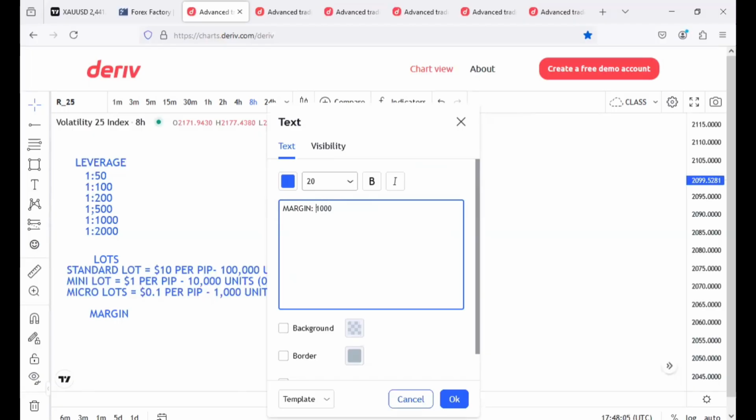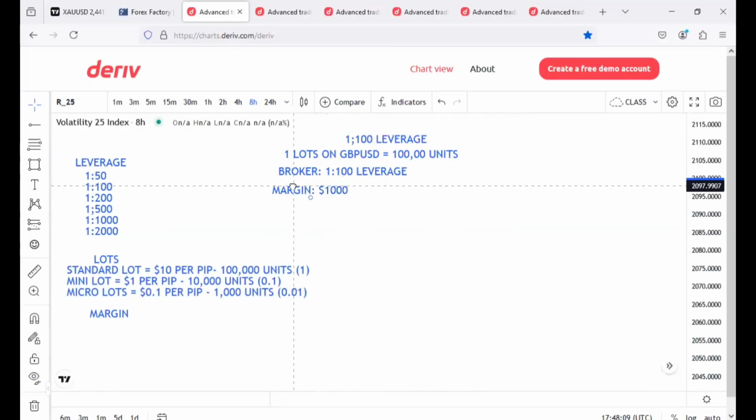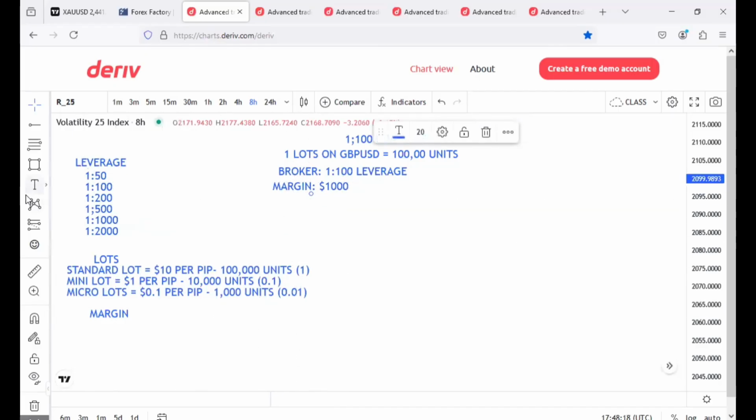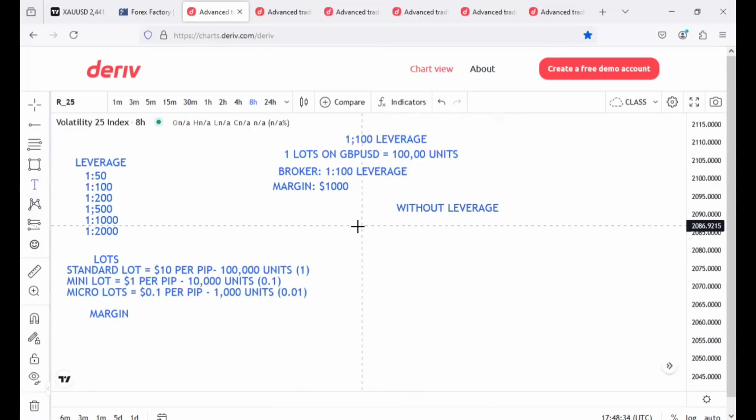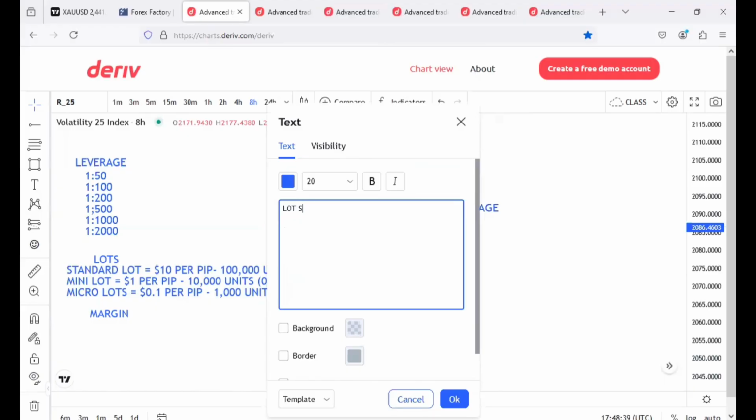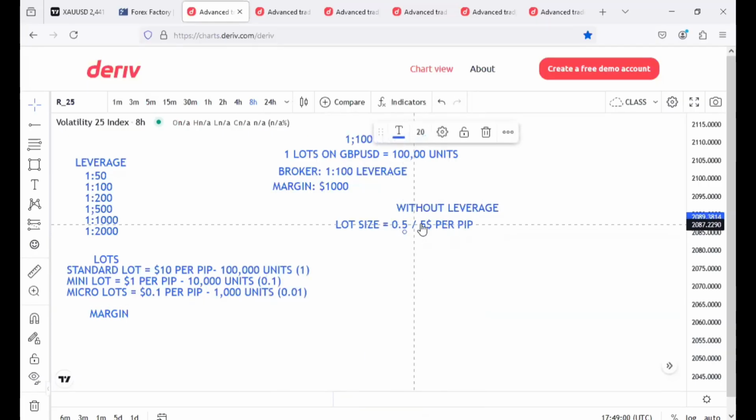In the Forex market now, your margin is $1,000 capital. Do you understand now? So let's continue. Without leverage, let me use a practical example. Say you are trying to use a lot size of 0.5, and that 0.5 lot size is $5 per pip. Use your calculator based on what you have here. Every pip movement is $5.